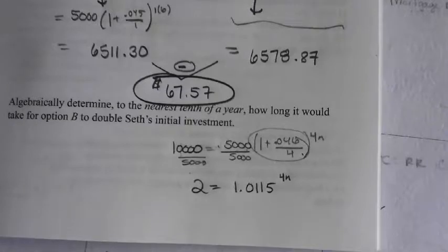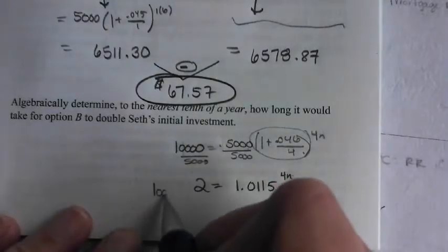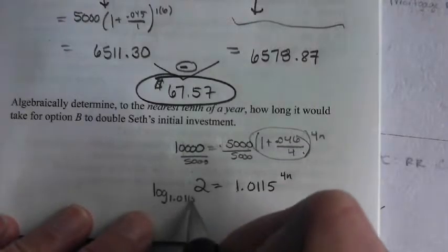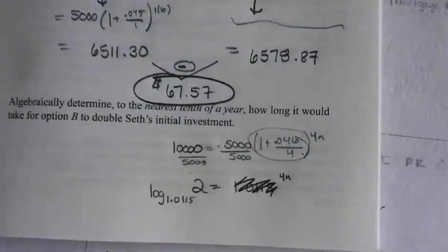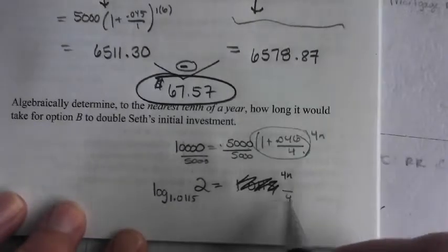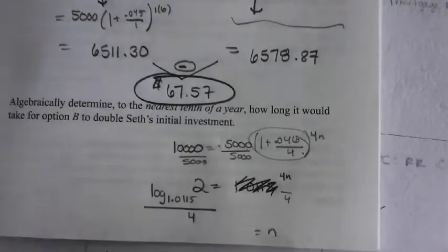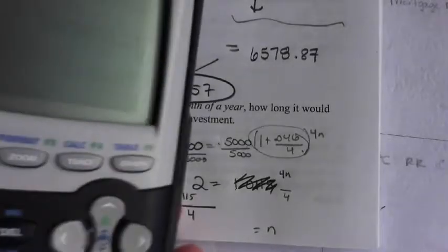This is an exponential equation. The variable is in the exponent. To get it out, I use logs. So log base 1.0115. We'll get rid of that. Divide by 4. N equals. So on your calculator, do you guys remember?